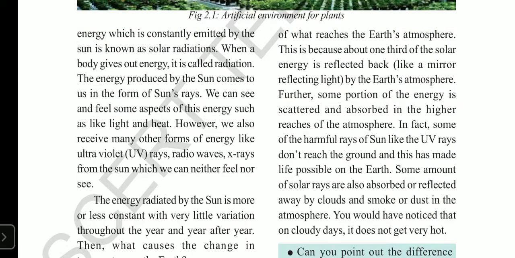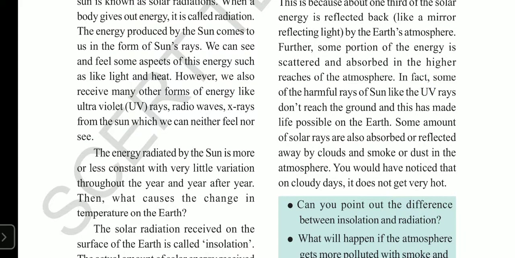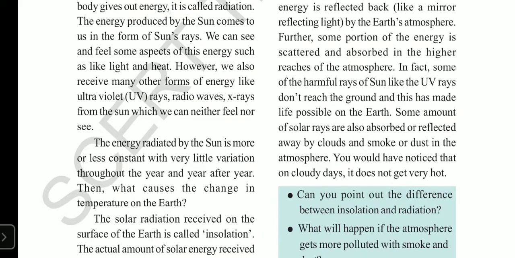Further, some portion of energy is scattered and absorbed in the higher reaches of the atmosphere. What do we see moving from Earth's surface to higher altitude? Atmosphere is there, right? The atmosphere traps some part of the solar energy. We see that the harmful UV rays, ultraviolet rays, also do not reach the earth's surface, right? Those are trapped and obstructed by a thin layer that we call atmosphere. In science, we call it the ozone layer, right?